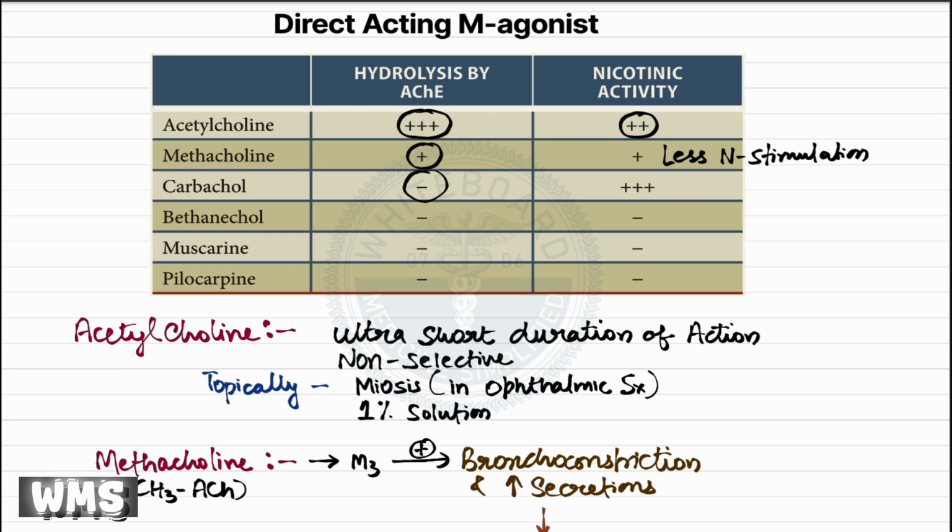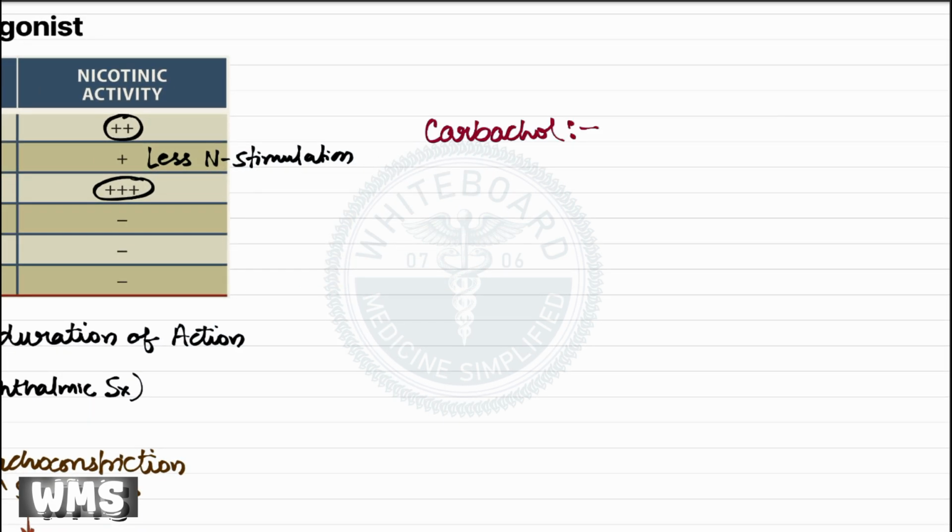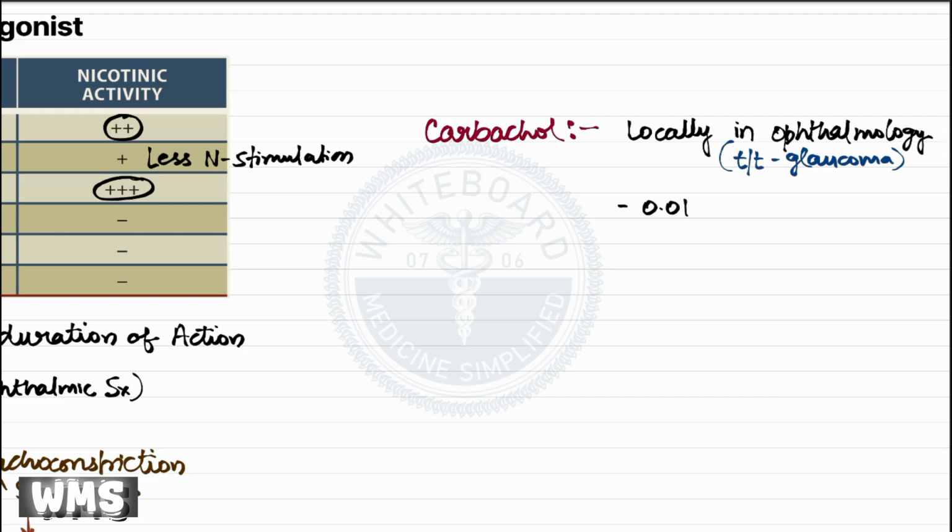However, it can stimulate both muscarinic and nicotinic receptors strongly, which limits its systemic use because it may produce widespread effects. Therefore, Carbachol is mainly used locally in ophthalmology, particularly for the treatment of glaucoma and for producing miosis during eye surgery. In clinical practice, it is usually administered as 0.01% to 3% ophthalmic solution.